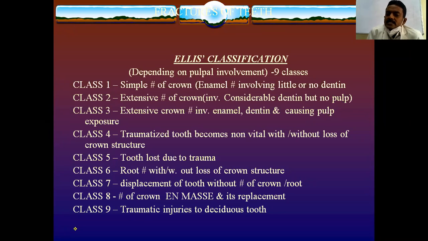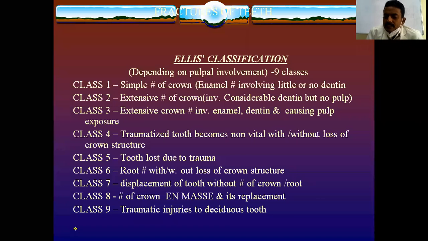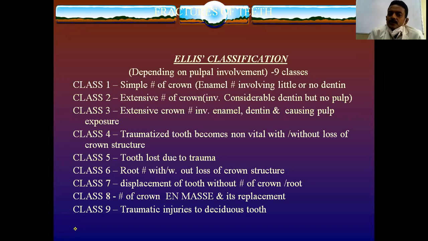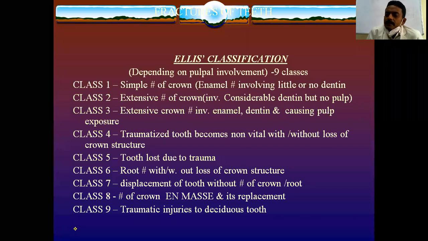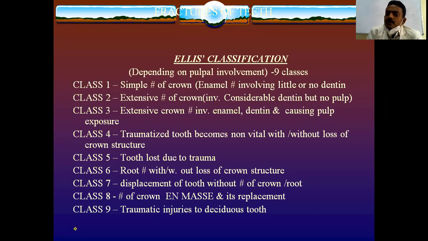Class 2, extensive fracture of the crown. Here considerable dentin fracture is seen, but there is no pulpal involvement. Class 3, extensive crown fracture. Here the enamel and dentin are involved, causing pulpal exposure. Class 4, traumatized tooth becomes non-vital with or without loss of crown structure. Understood? Class 5, tooth is lost due to the trauma.